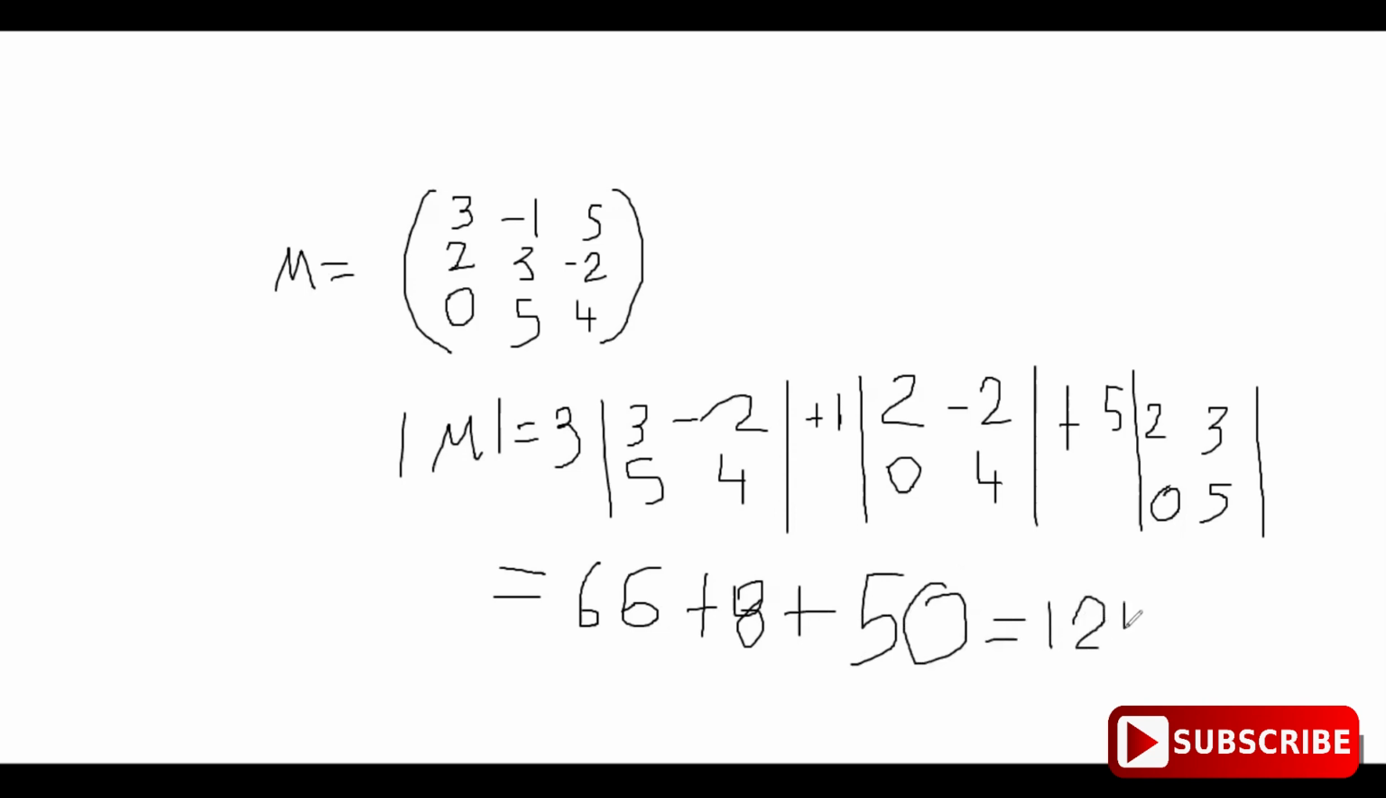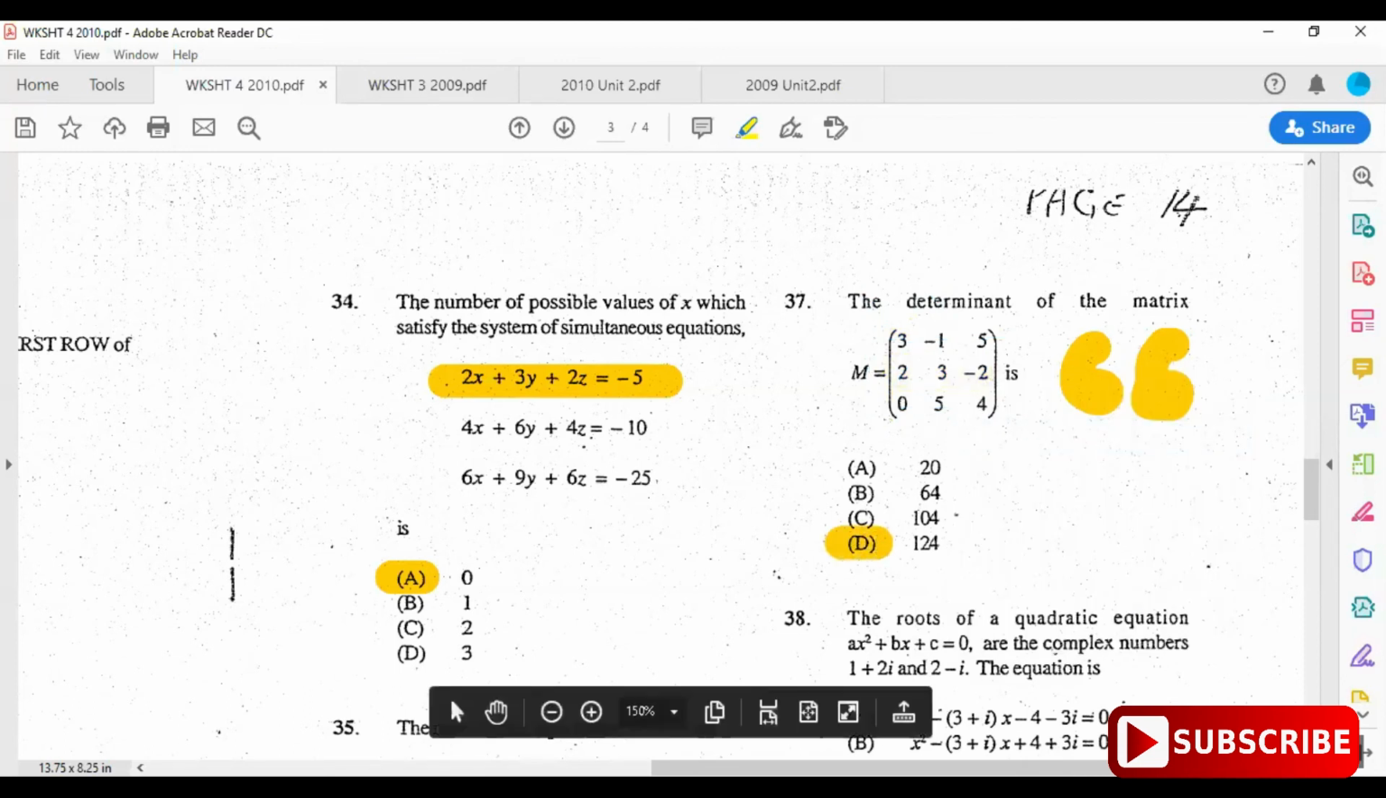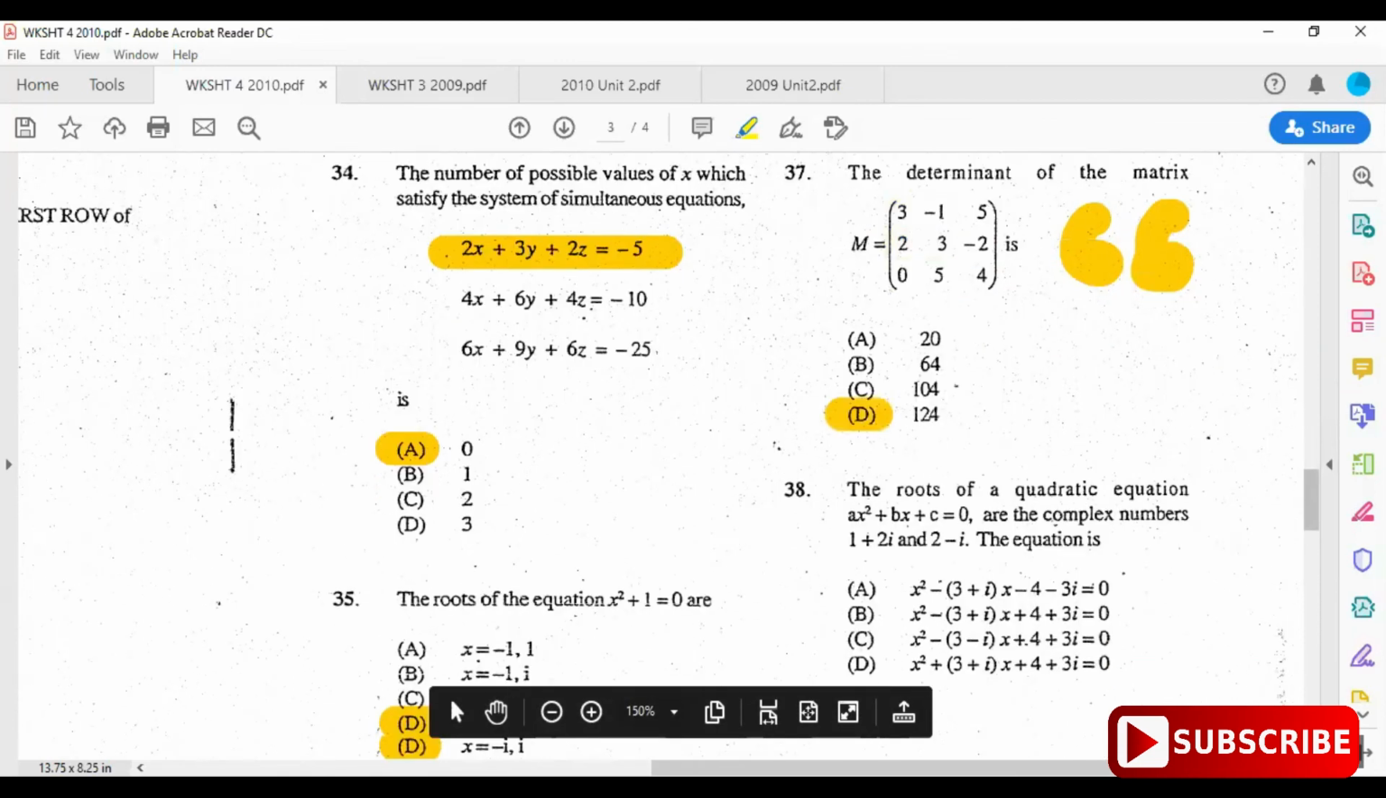But we wouldn't do this in the exam. Why? We would just type it and put it in the calculator. Yeah, exactly. Because it's MCQ, you don't need to be wasting time. Time is too precious.